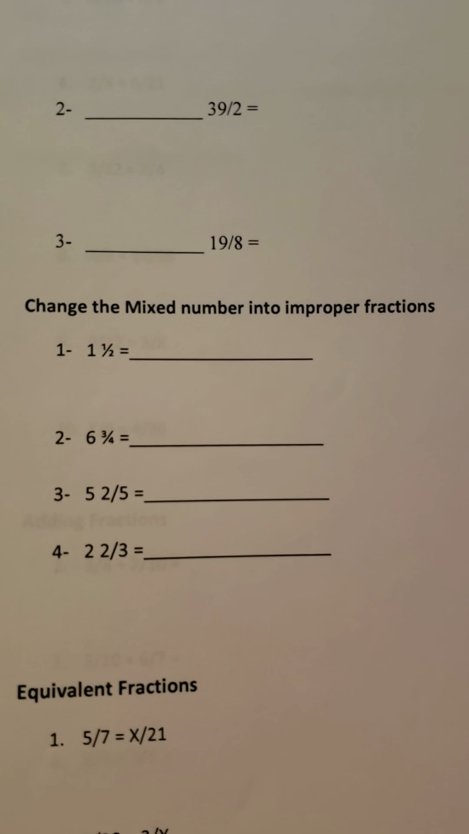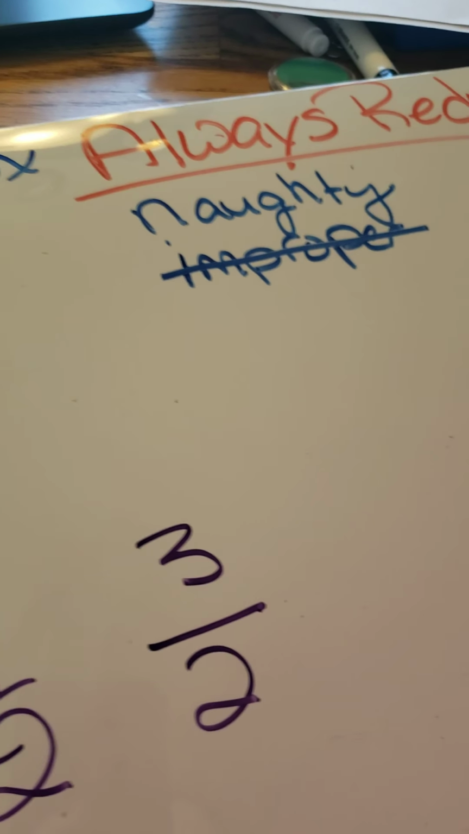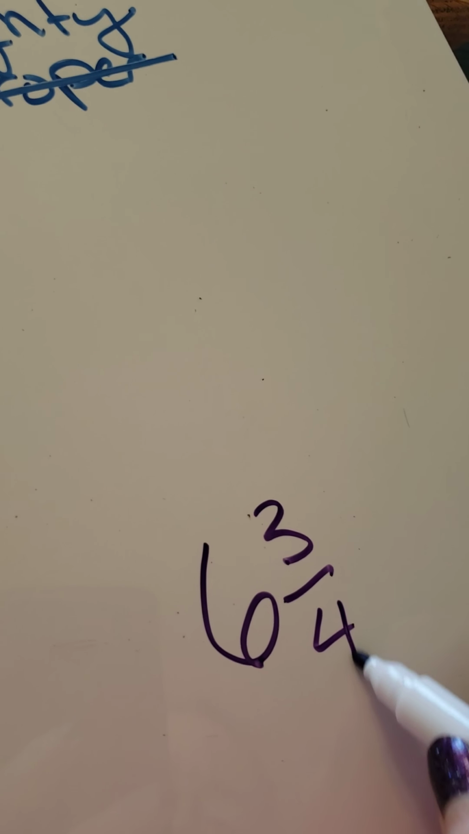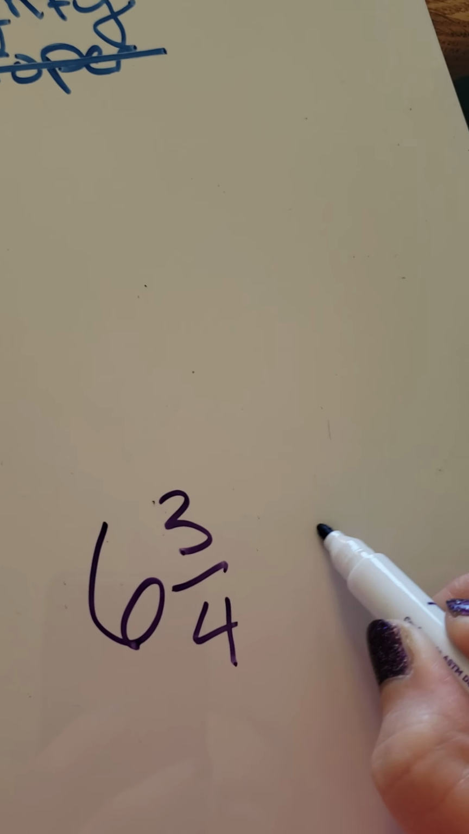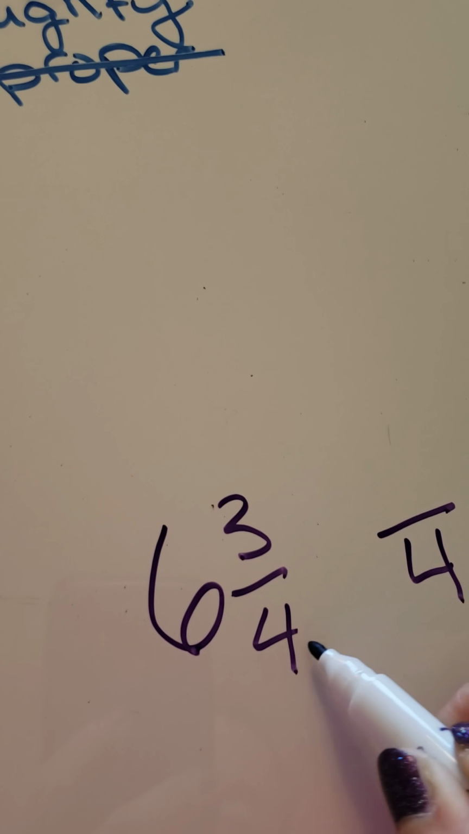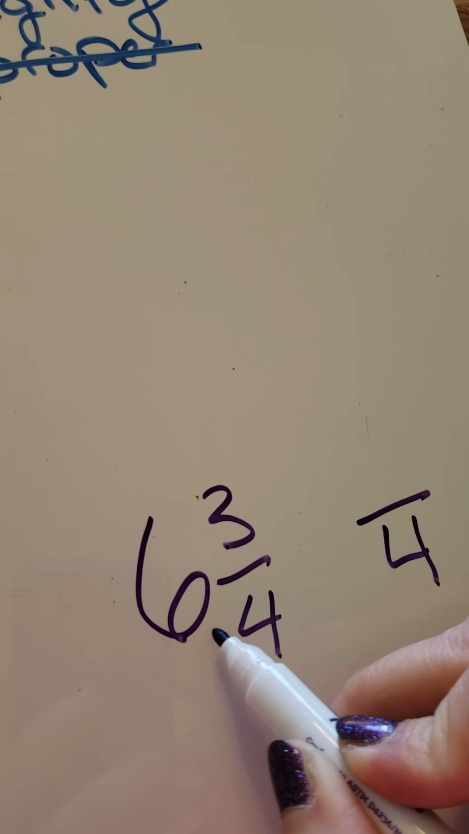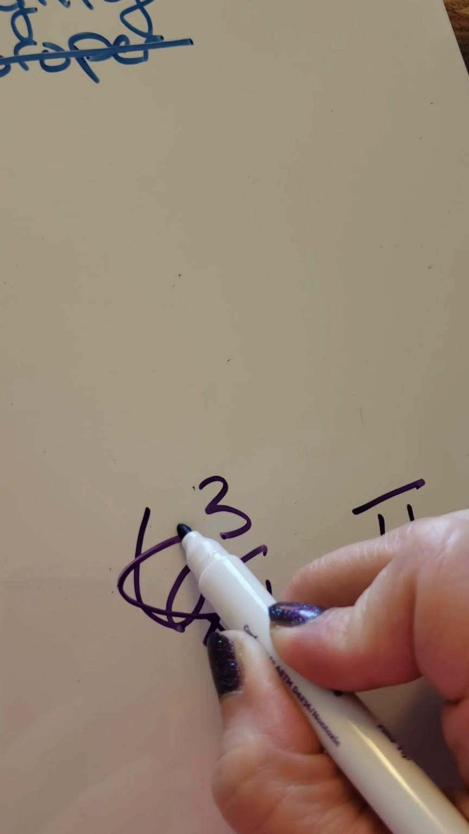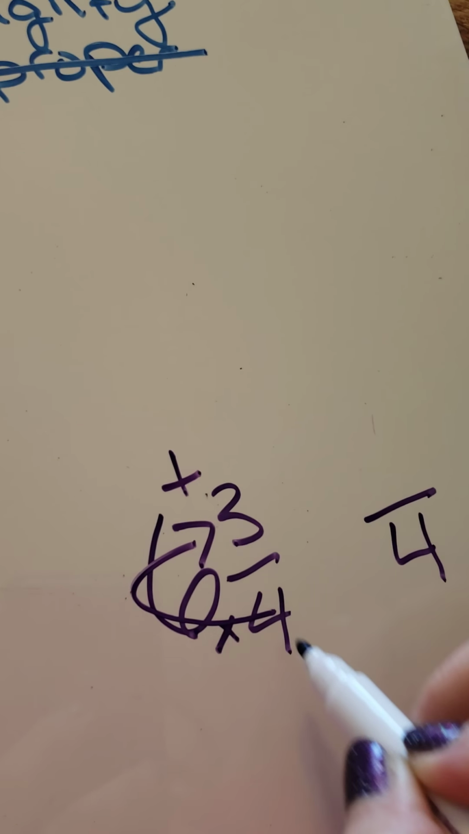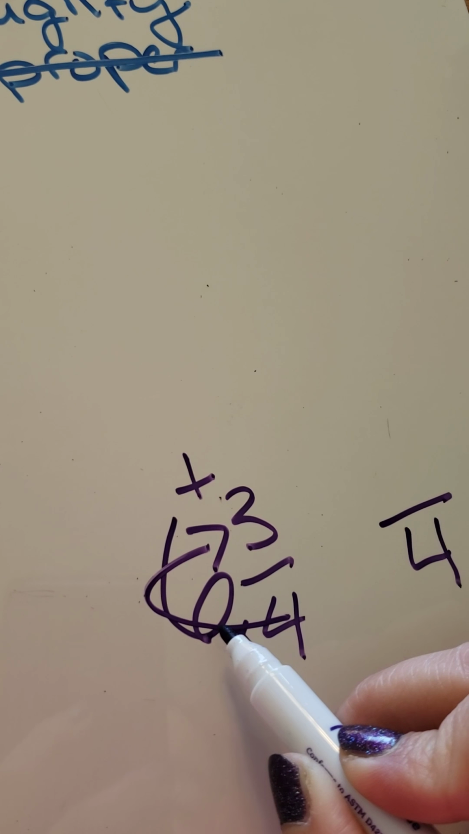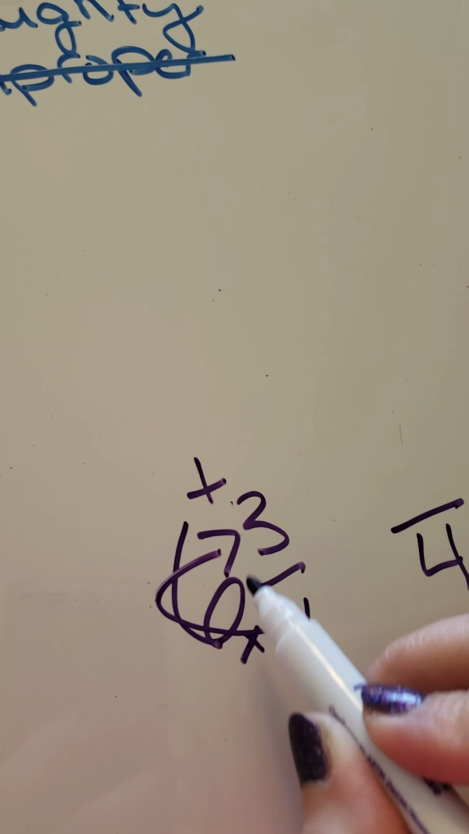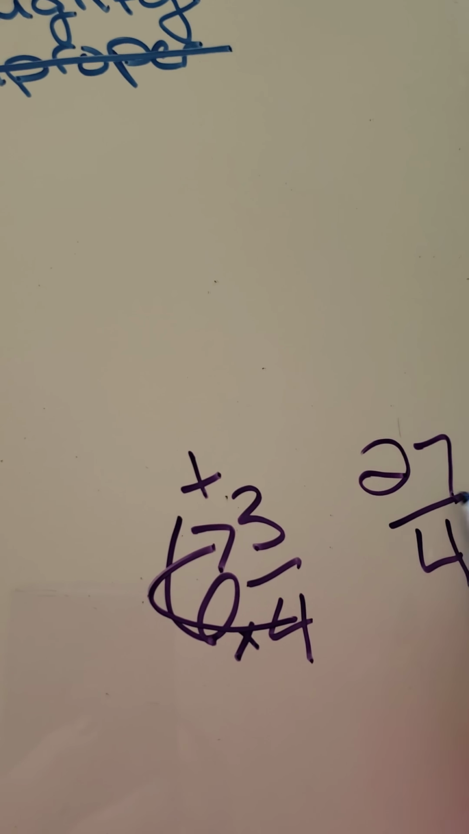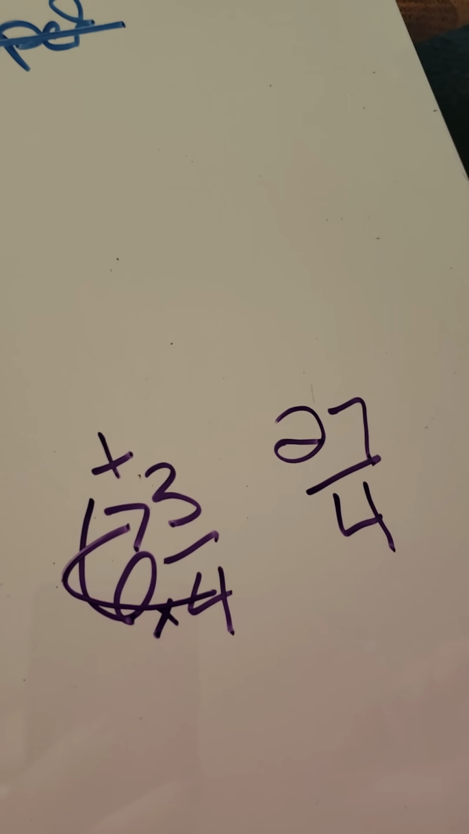Number 2 is 6 3/4. Automatically, I know that my denominator is going to be a 4. It stays the same. So 6 times 4, circular motion, adding the 3. So 4 times 6 is 24, plus 3, 27. Perfect.